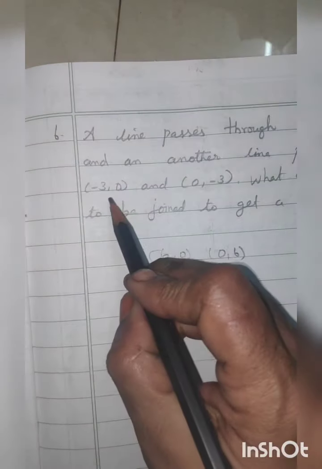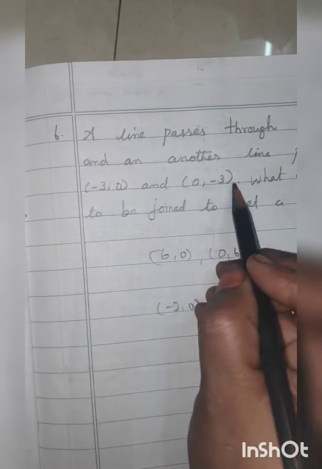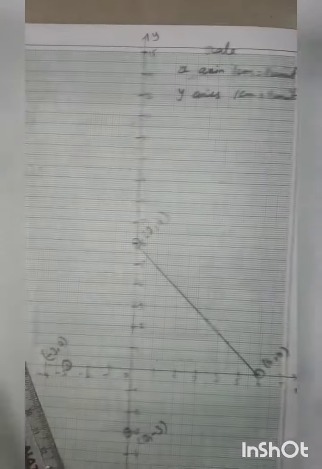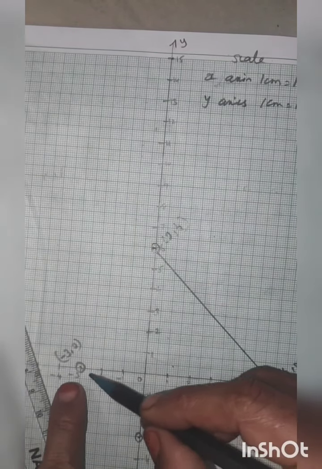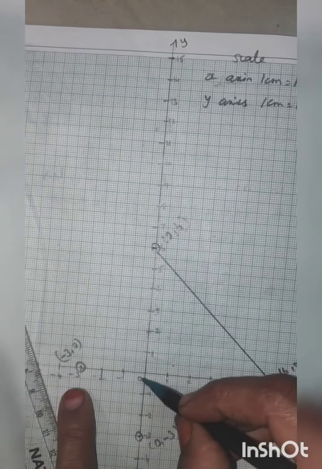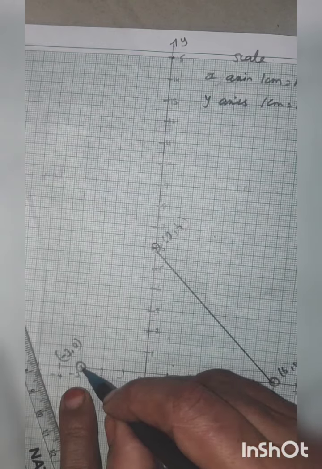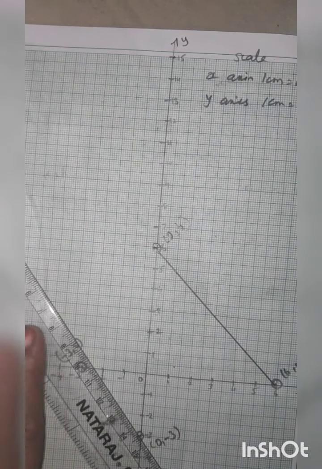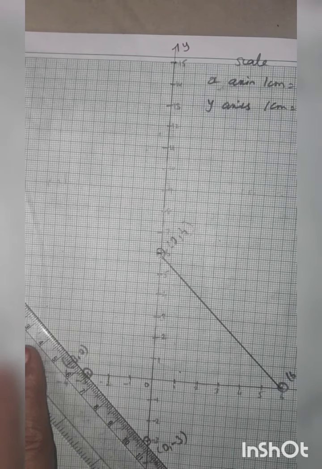The second work: the points given are minus 3 comma 0 and 0 comma minus 3. Mark these 2 points on the same graph and draw a line. See there, minus 3 comma 0: here, minus 1, minus 2, minus 3. Minus 3 comma 0 here, and 0 comma minus 3. You draw these 2 lines also.